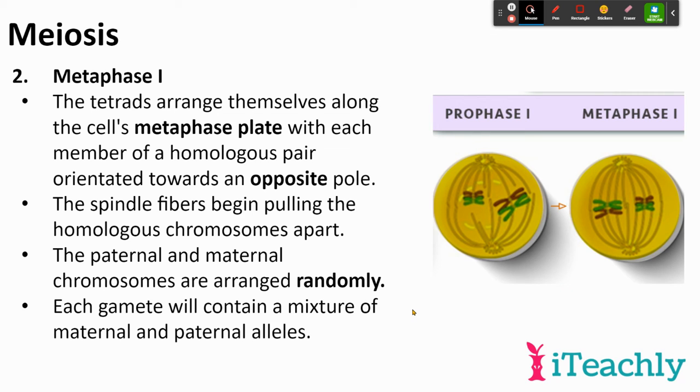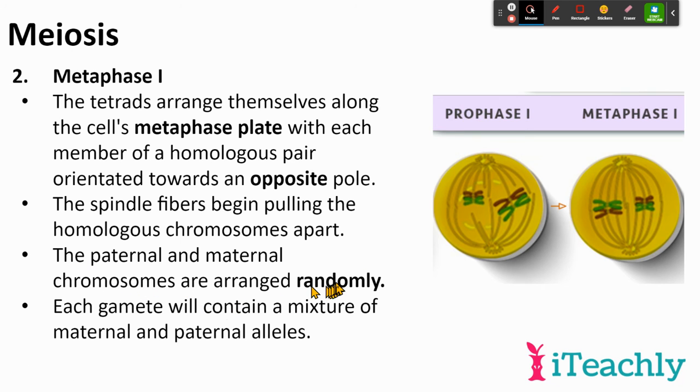So the tetrads arrange themselves along the cell's metaphase plate, and that's right here, right? So they're on the metaphase plate, with each member of the homologous pair oriented towards the opposite pole. So here this green is facing this way and this red is facing this way, but they actually could be switched, right? And the same thing here. This one could be attached this way. The red one is attached this way and the green one this way, but they could be switched, right? So the green could attach that way and the red could attach this way. So that's independent assortment, and I'll show you that in a minute.